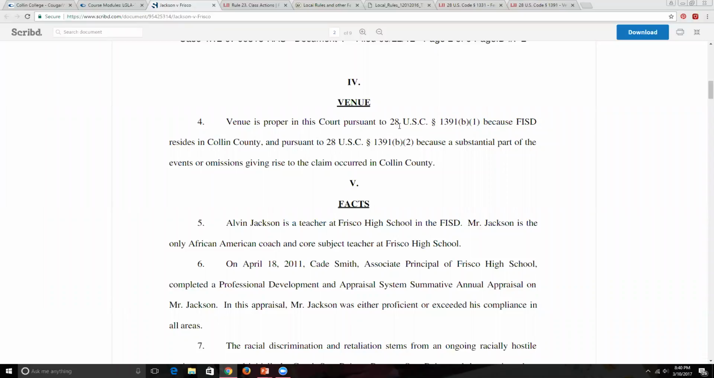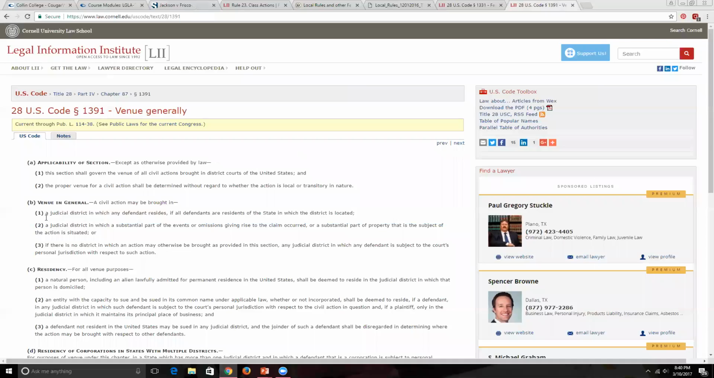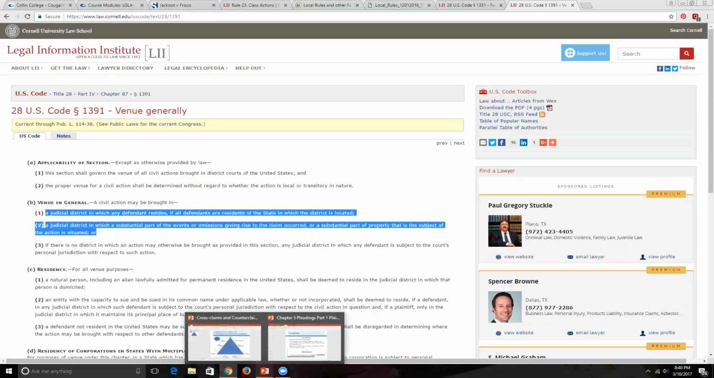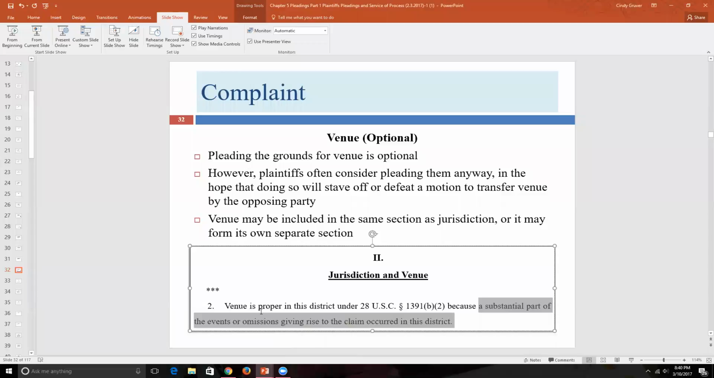Venue is proper in this court pursuant to, and you can see it's the same statute, because Frisco ISD resides in Collin County. So Frisco ISD is the defendant. It resides in Collin County. And pursuant to, so they're saying there's two bases pursuant to that same statute, because a substantial part of the events or omissions giving rise to the claim occurred in Collin County. Let's go back and look at this statute. So they're saying both of these are satisfied. We only need one of them being satisfied, but in this case we have both, so we're even more secure than we otherwise would be.